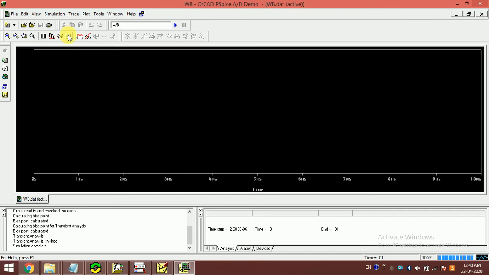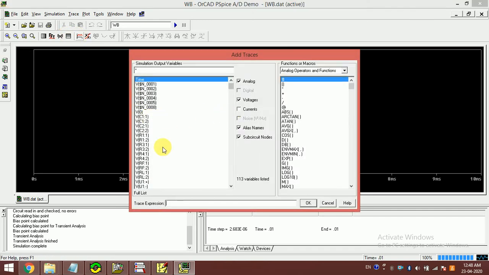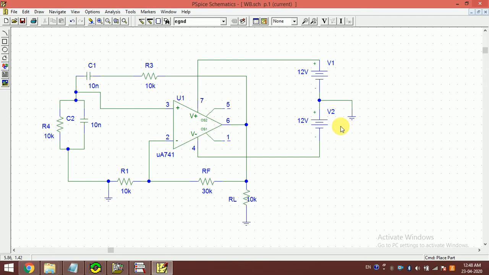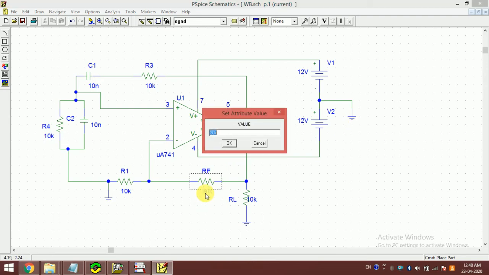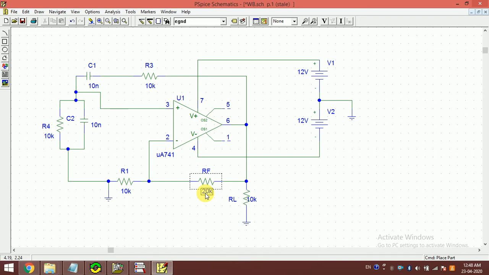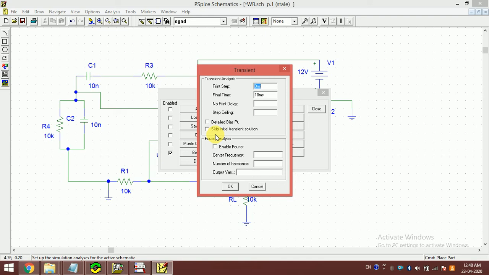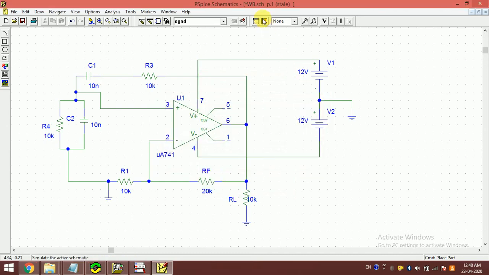So now it is 10 milliseconds. So we have a few more number of cycles. Okay, see, now it is happening, right? See, this is 20 volt, so it is clipping off actually. Our gain is more, because I gave this as 30K. Let's make it 20K. And one more thing we can do, in the transient we have one option, skip initial transient solution. So if I click this, then we can actually skip the transient part to some extent.